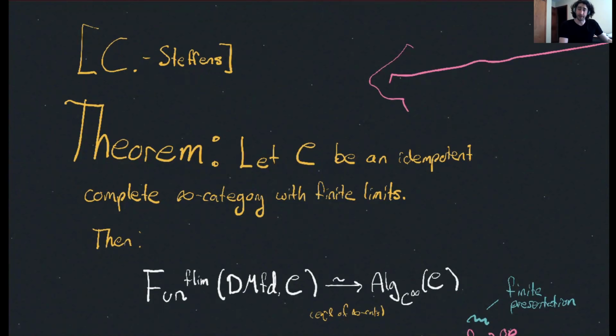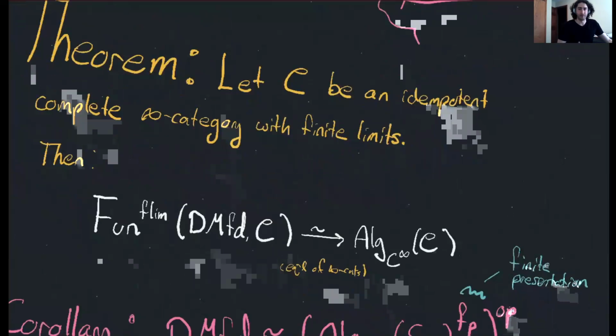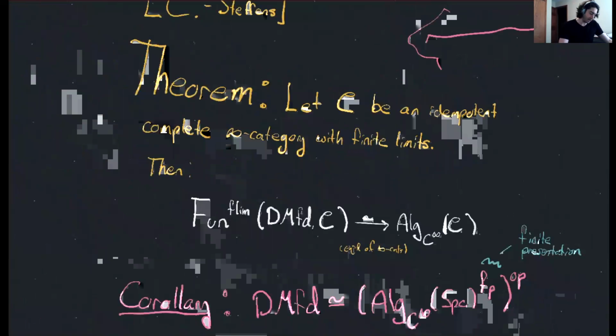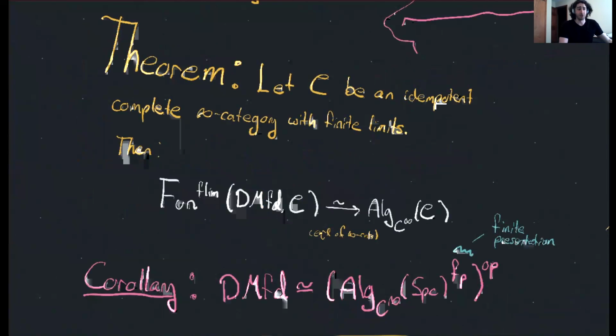And as a corollary, by the theory of abstract algebraic theories, we get that one presentation of the infinity category of derived manifolds is the opposite of finitely presented homotopical C-infinity rings. When I say finitely presented, I mean homotopically finitely presented, that is, they are compact objects in that infinity category.